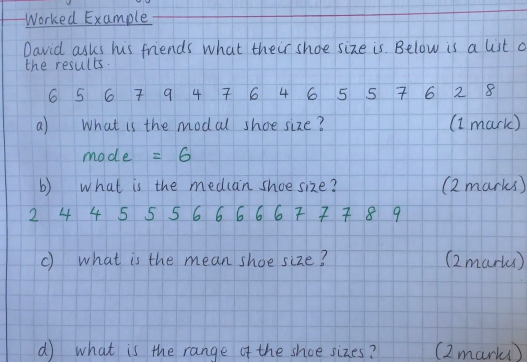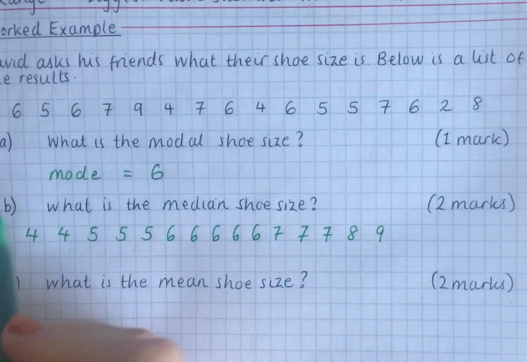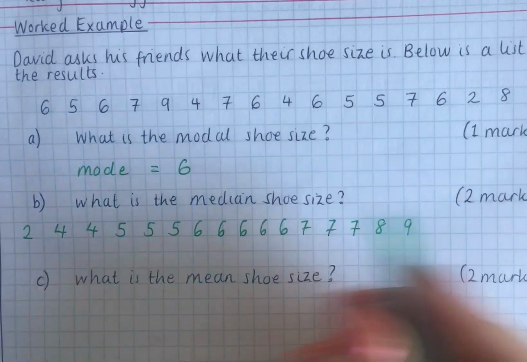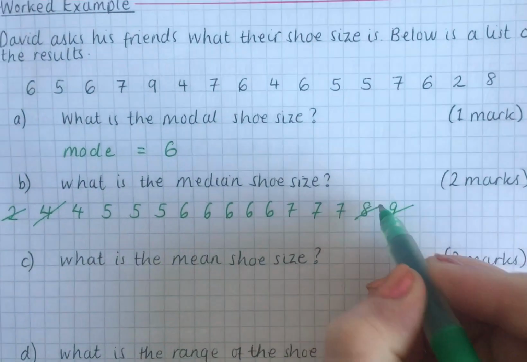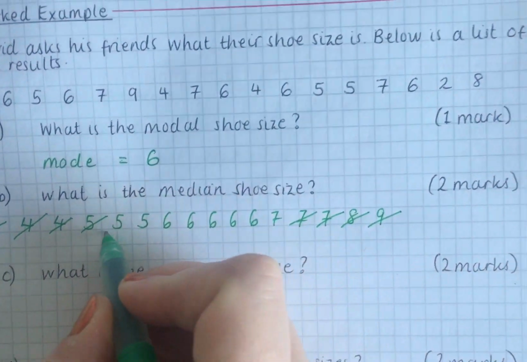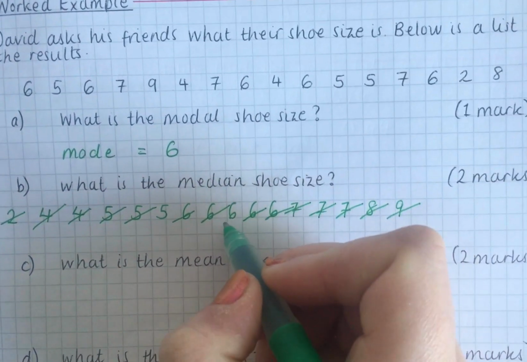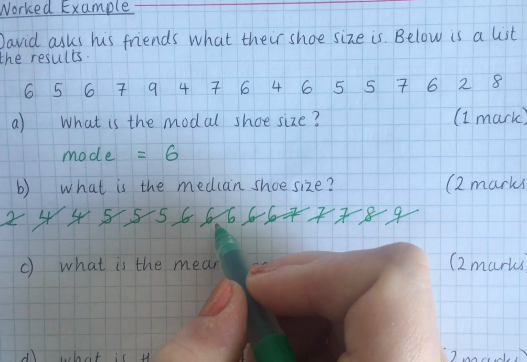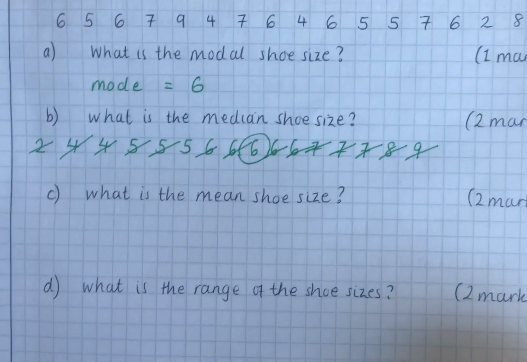Right, once you've done that, to work out the median, what you have to do is just find that middle number, and to do that you cross off from both sides one at a time. So you cross off one of the smallest, then the largest, then the next smallest and the next largest, and you keep repeating this until you find your middle value. Okay, so this time we've reached this middle value, which is this size 6 here. So that is our median.